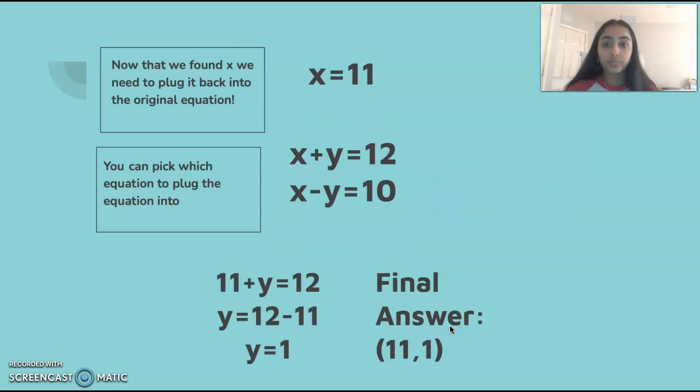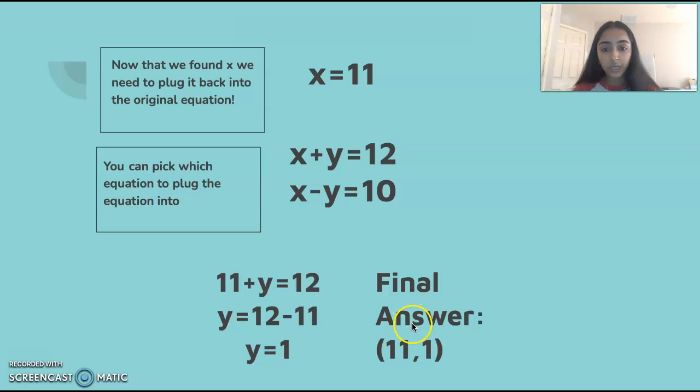So now that we've found the x value, we need to plug it back into the original equation. You don't have to plug it into both equations, you can just pick one. So I picked the first one, x plus y equals 12. So you plug in the 11 for the x, so 11 plus y equals 12, and then y equals 12 minus 11, so y equals 1. So we just got both of the variables. So x is 11 and y is 1, so the final answer is 11, 1.